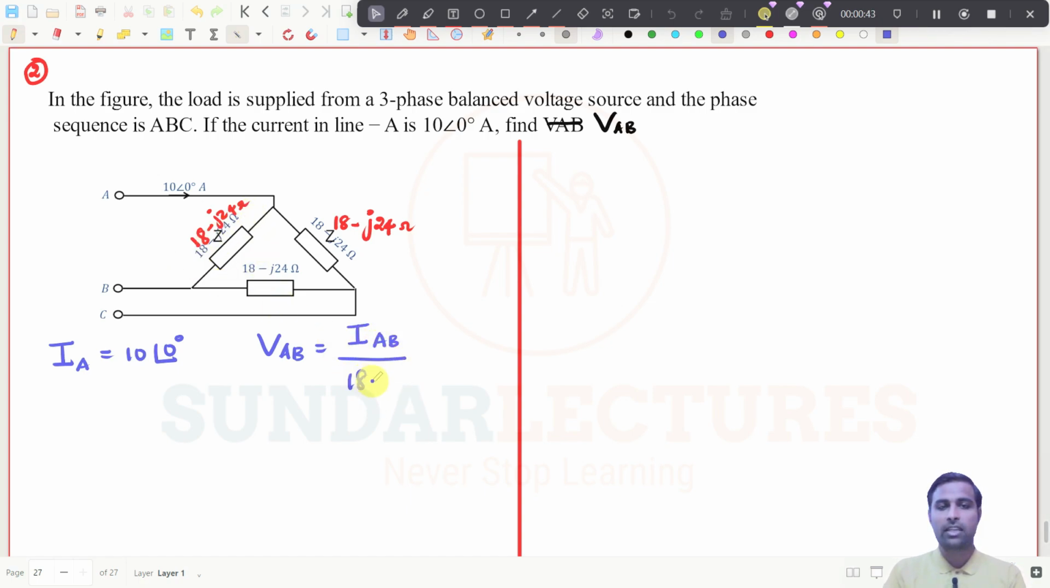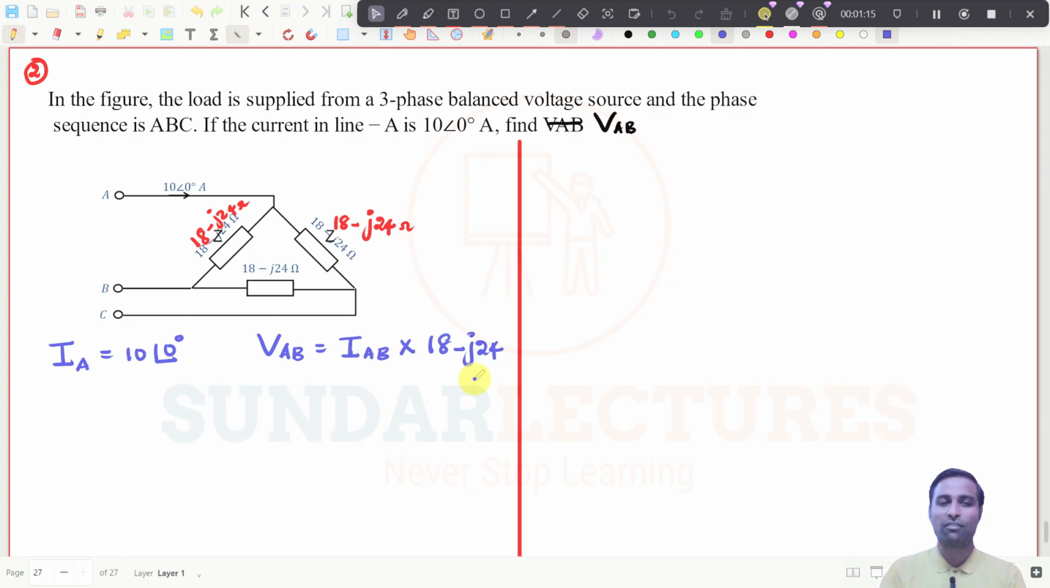Nothing but it is 18 minus j24, right? This value you need to find. Okay, fine, not divided by, maybe I made a mistake. Voltage you have to multiply, right? What is the formula for voltage? Voltage will be I into Z, so it will be IAB multiplied by this Z value, which is between A and B. So it will be 18 minus j24. Now we need to find the value of IAB.